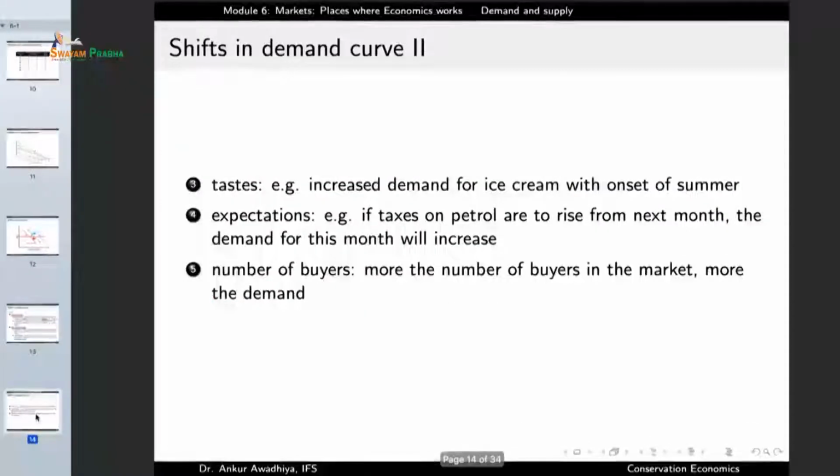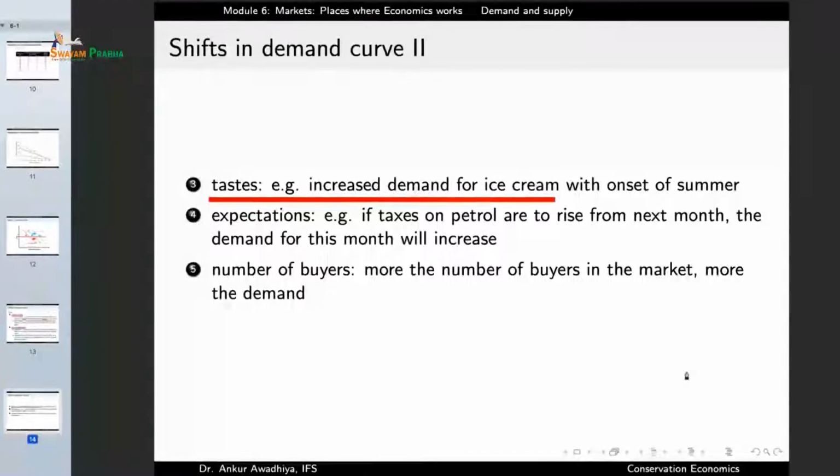Then taste, such as an increased demand for ice cream with the onset of summer. Because with the onset of summer, more and more people want to have ice creams. So nothing else is changing, but the demand for ice cream will increase in the summer season. So the curve will shift towards the right.